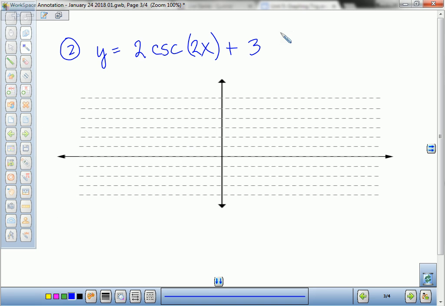Alright, so this one we are having a vertical stretch. We have a change in our period, don't we? If the normal period was 2 pi, what will the fourth tick mark be? Pi.